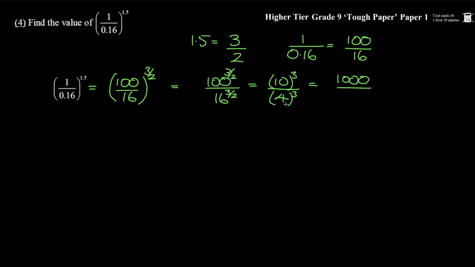4 times 4 is 16, multiplied by 4, this is 64. And it will cancel down. I can take a factor of 8 out of both of these. 8 into 1,000 goes 125, and 8 into 64 goes 8. And that's your answer.